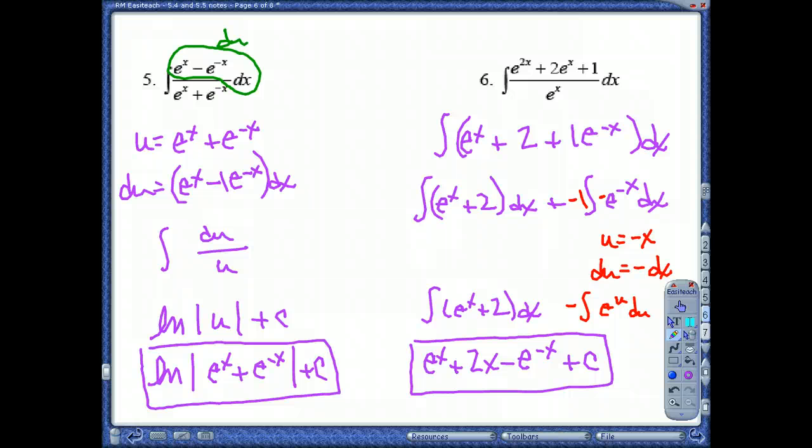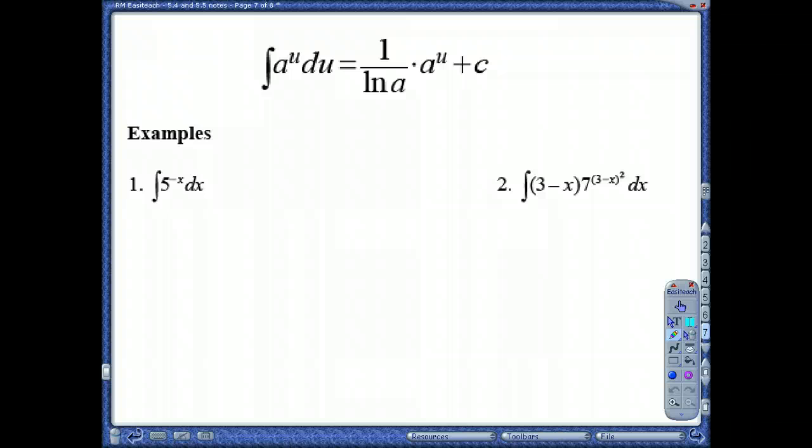So u is negative x. Substitute that out. Now we have all kinds of exponentials. Doesn't matter what the base is, but if the base is not e, you're going to counteract that as such. When you integrate, you're going to have 1 over the natural log of the base you do have times the exponential as is plus c.